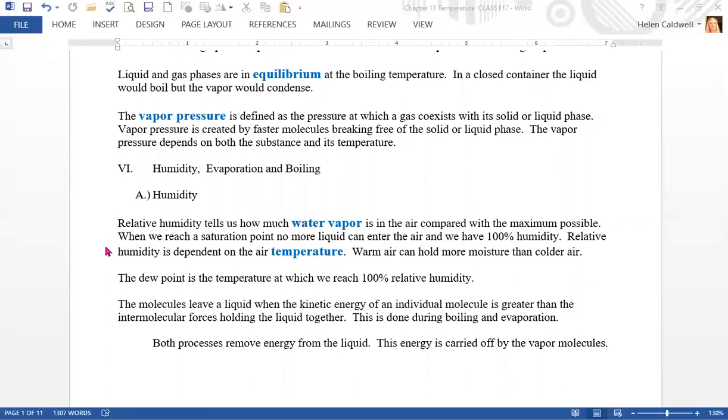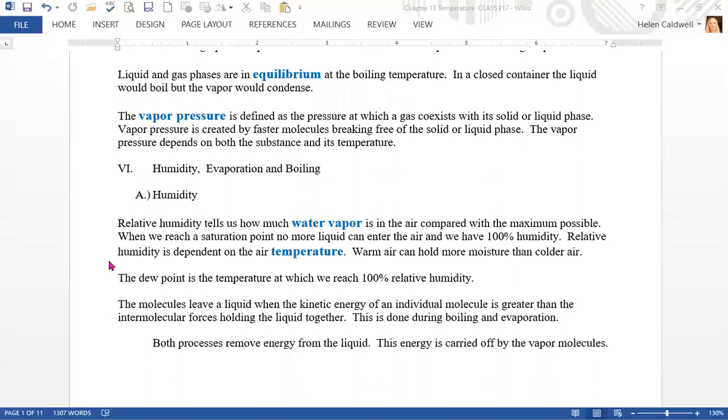relative humidity tells us how much water vapor is in the air compared with the maximum possible. So as you know, if you have a high relative humidity, it feels really muggy outside. If you go out to Arizona, and it's got low relative humidity, it's going to feel very dry. And in fact, you may notice that you don't really sweat, that the moisture, when it reaches your skin, tends to evaporate almost immediately.